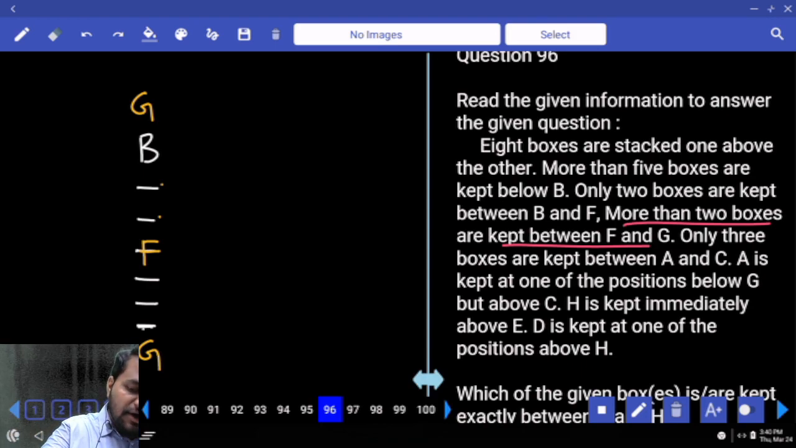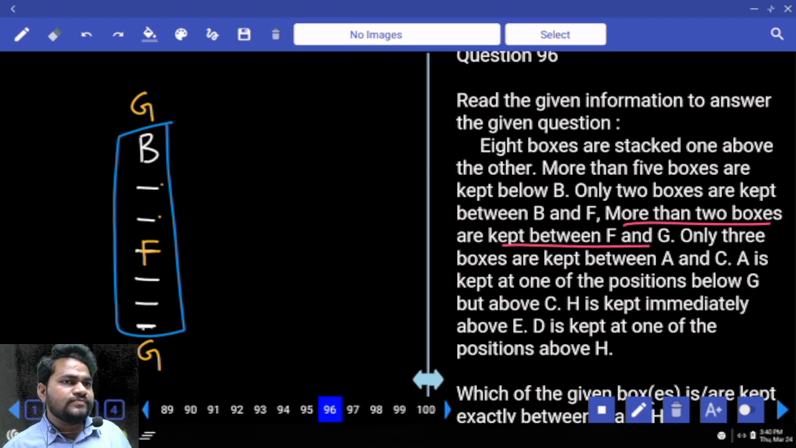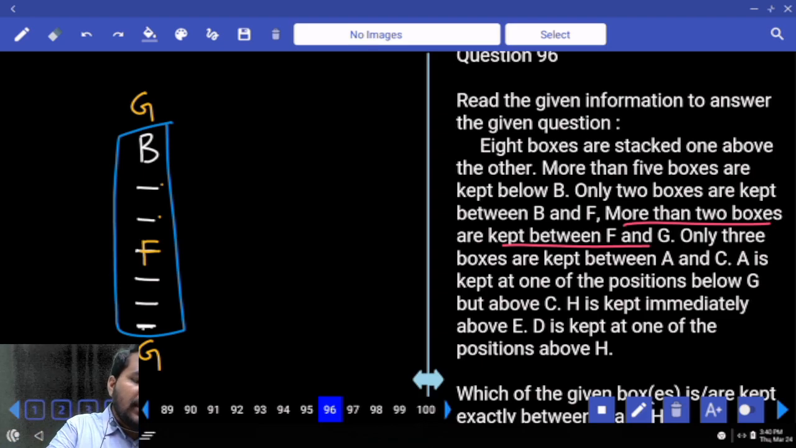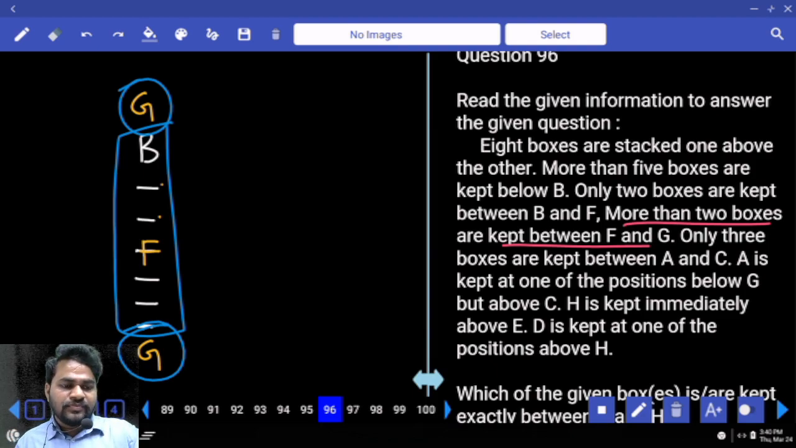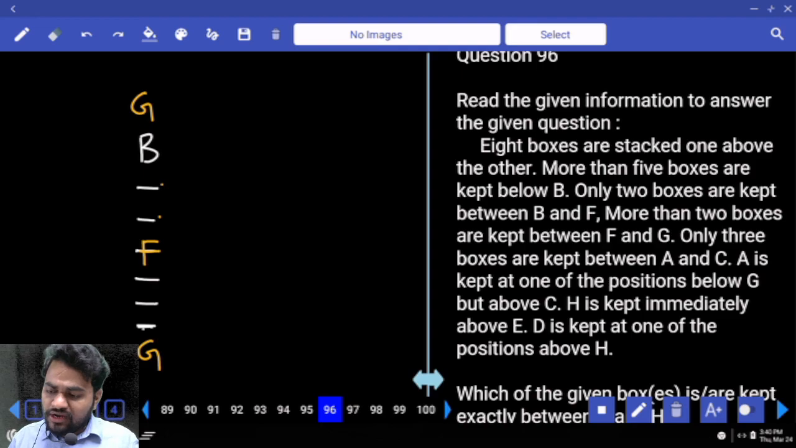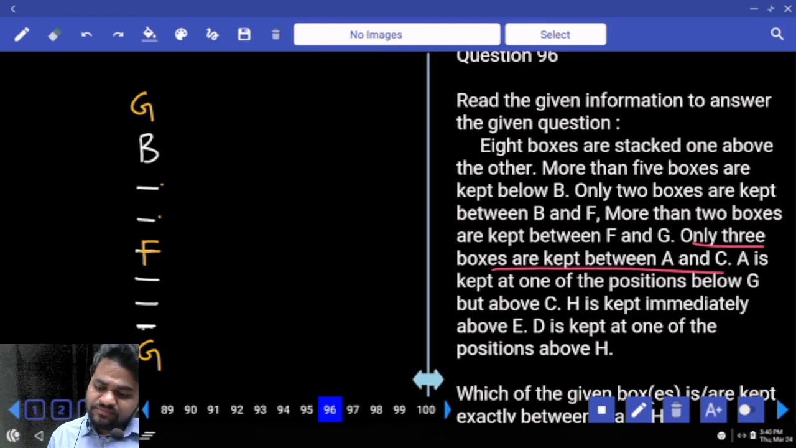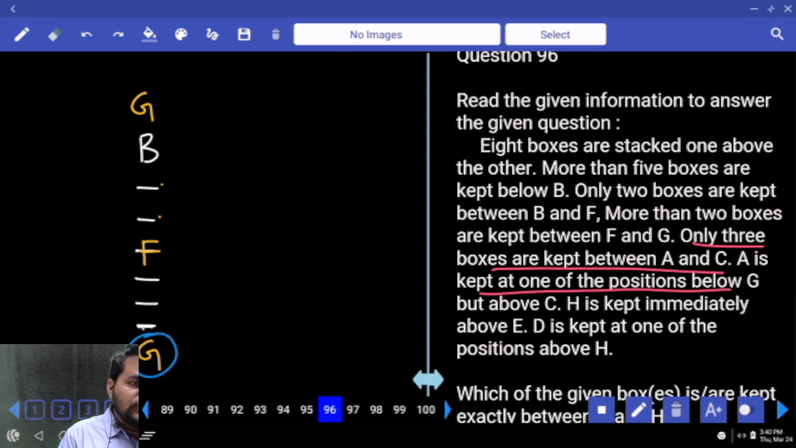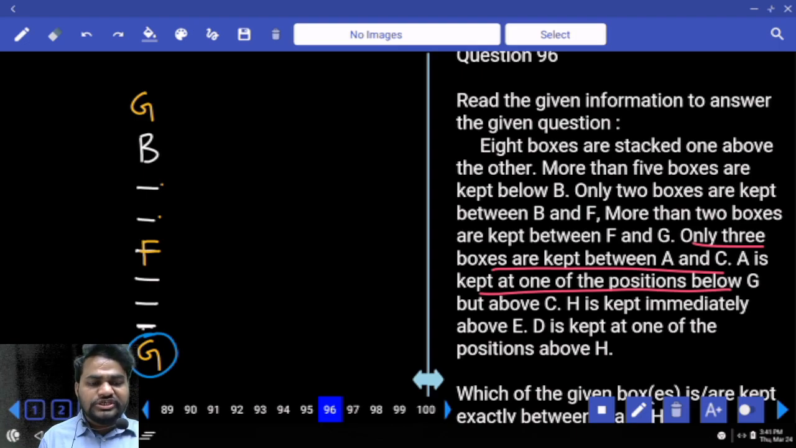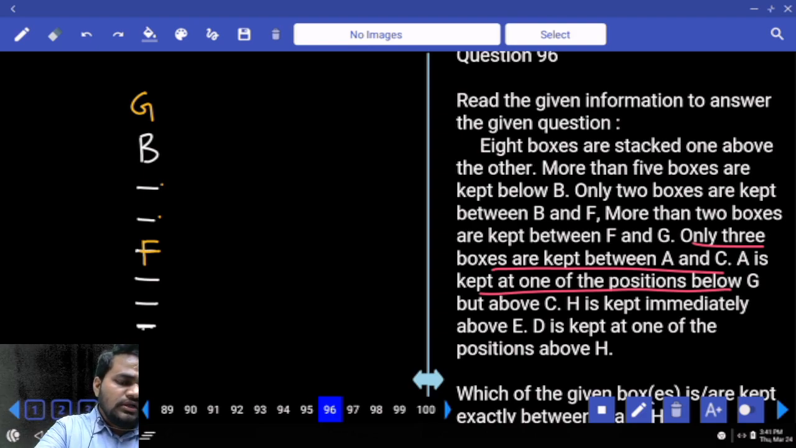So we have clarity that these 7 places are required, and then the 8th place may be above B, or else the 8th place may be at G's place, so G may be either at top or bottom, right? The next condition here, only 3 boxes are kept between A and C. A is kept at one of the positions below G. If I place G here, that will be the 8th place. Below G we don't have any places, so G has to be eliminated from that. So G will be here. When G is fixed here, this is only the 8th box.